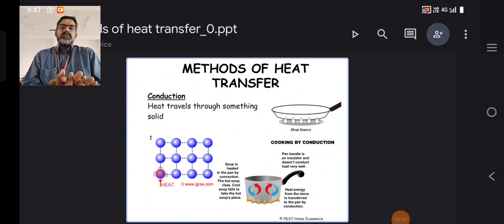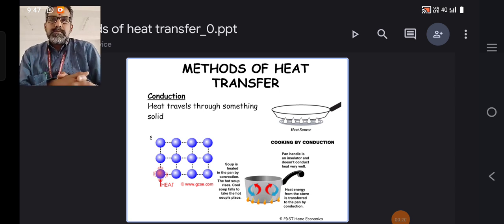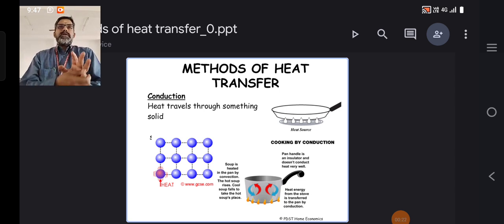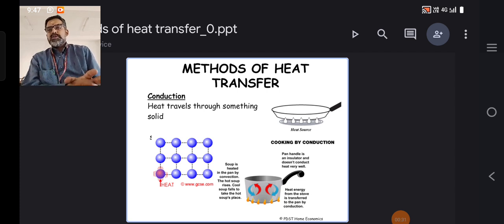So today's topic is methods of heat transfer. We have five modules in total: conduction, convection and radiation, heat transfer equipment, and evaporators. Based on these five topics, we come to this heat transfer course, that is PC 6501. The first unit is conduction.